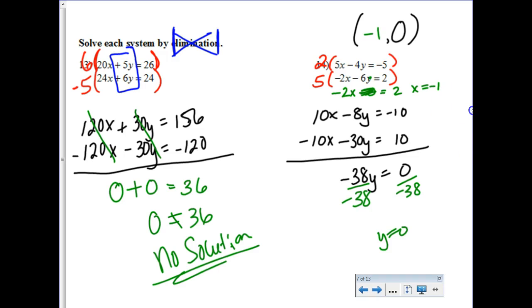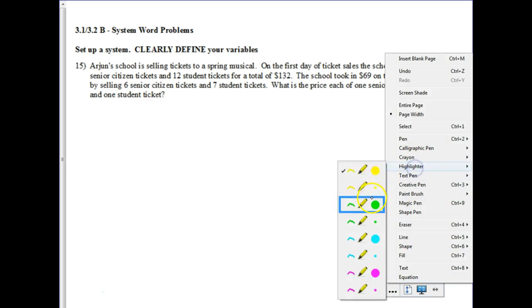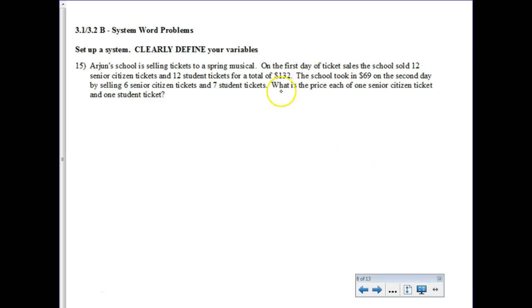So elimination is probably the one you guys all like the best. I don't know why. It's definitely not my favorite. Alright, so here I just need you to set up your system and clearly define your variables. So we have to get in the habit of jumping straight to the end of the question and looking at the actual question, because that's your variable. That's like a shining light for all your variables, guys. It says, what is the price of one senior citizen ticket and one student ticket? So when you choose your variables, that's what they are.